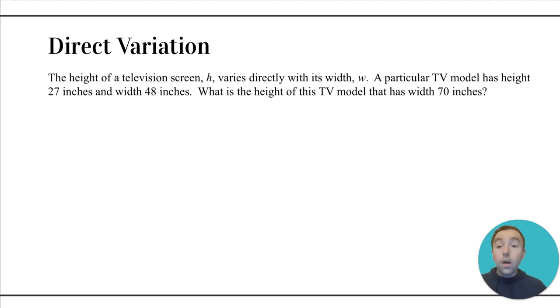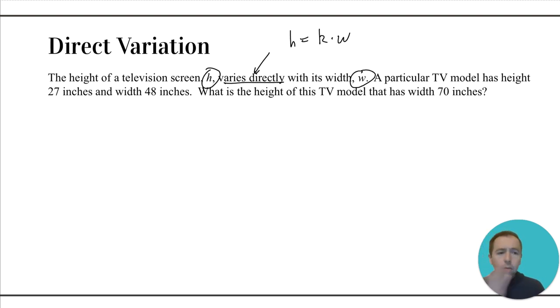Perfect. All right, so here we see that the height of a television screen, represented by the variable h, varies directly with its width. So varies directly means that h and w have a direct variation relationship with them. So the one variable h can be equal to some constant of proportionality k times the variable w, right? So one particular TV model has a height of 27 inches and a width of 48 inches. So we want to know what is the height of this TV model that would have a width of 70 inches, right?